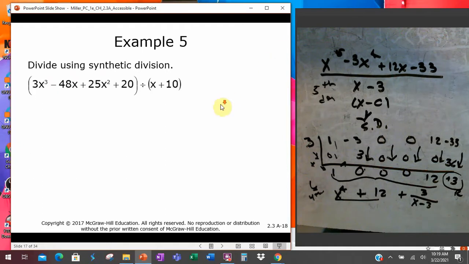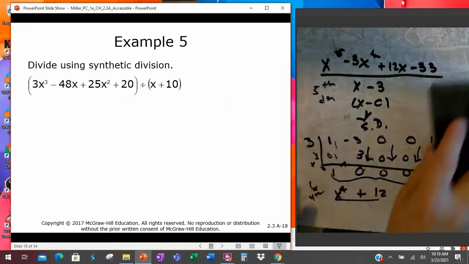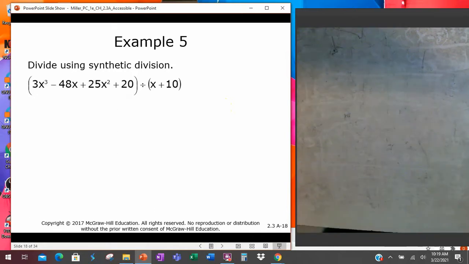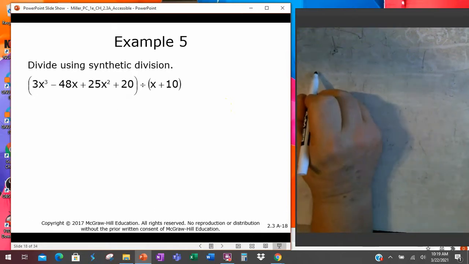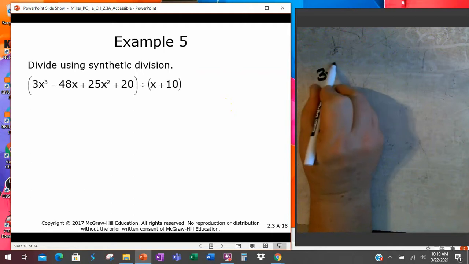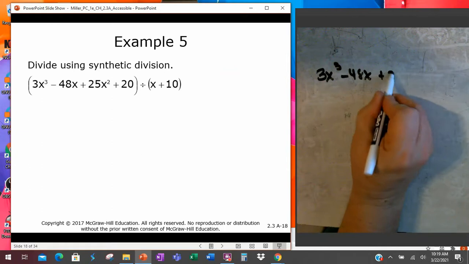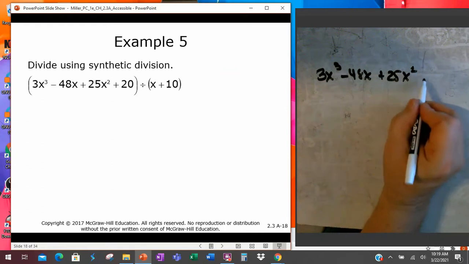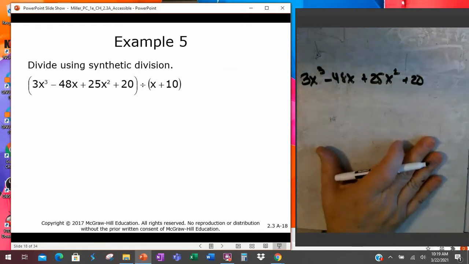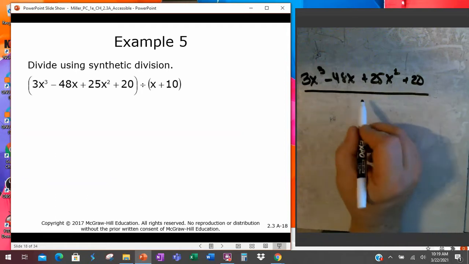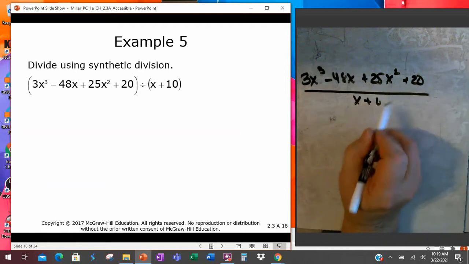Let's continue. Let me do one more. And then we're going to get to some good results. Okay, so divide 3x cubed minus 48x plus 25x squared plus 20, and then divide that. This is the form that we're usually going to see it in, by x plus 10.